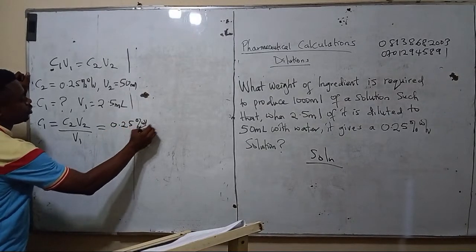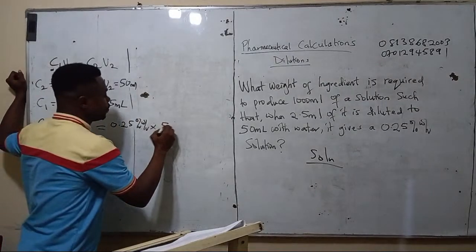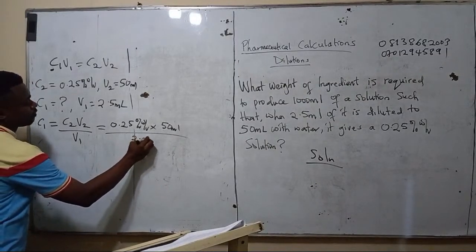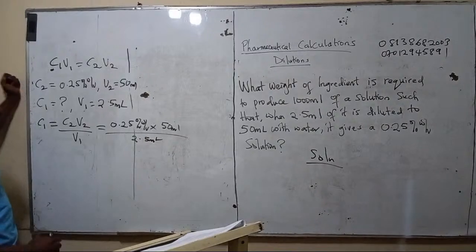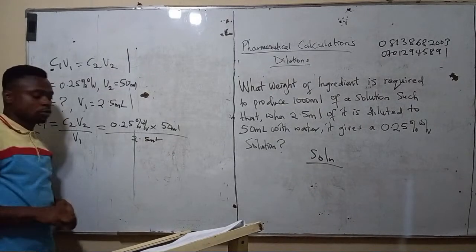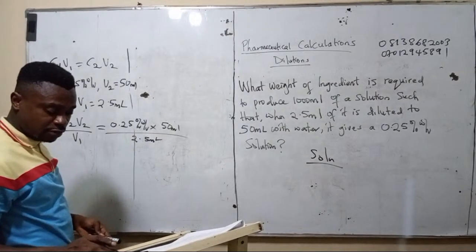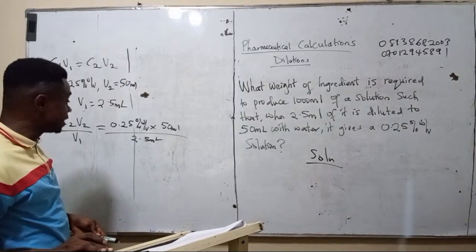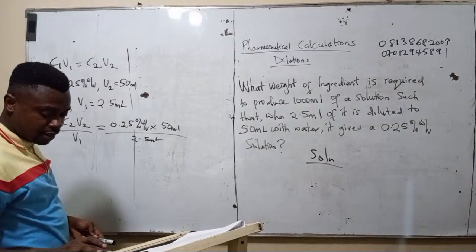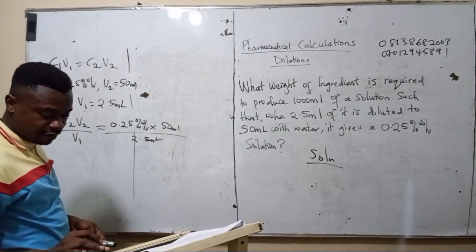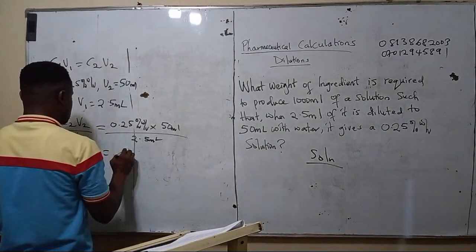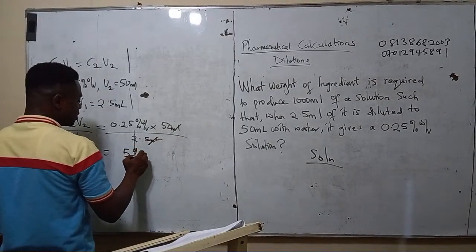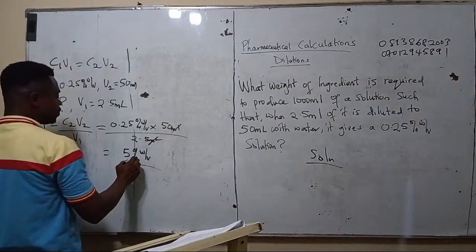0.25% weight in volume times V2 is what? 50 mil. All over V1 is what? 2.5 mil. So let's not waste our time. Let's just punch it directly and take it off from there. So we have 0.25 times 50 divided by 2.5 is what? 5. Not 5 mil, sorry, because mil cancels mil. 5% weight in volume.